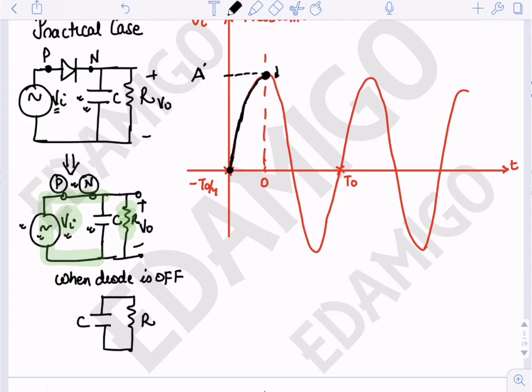Now when the diode is off, this capacitance will get discharged through this resistance. So the output voltage will not remain constant as we have seen in the previous ideal case, rather it will go like this.